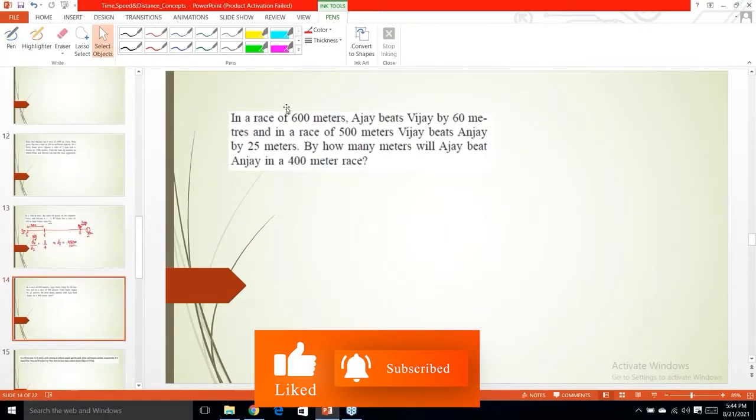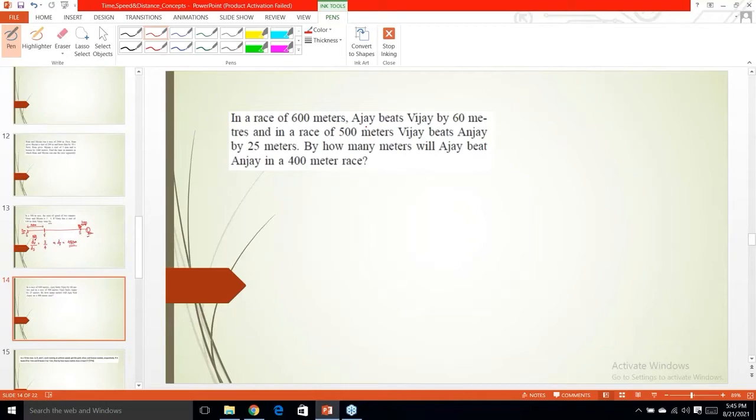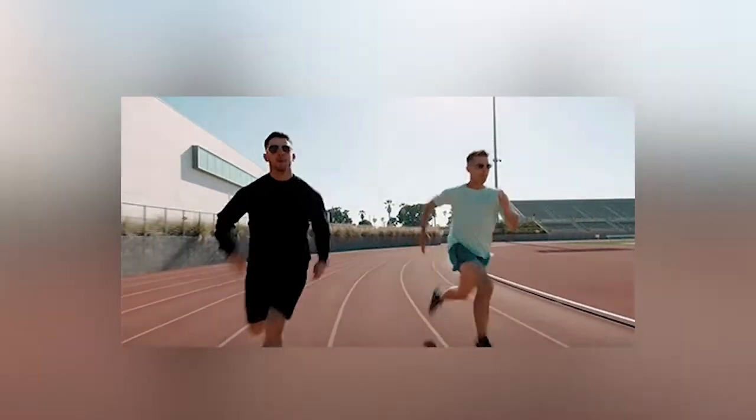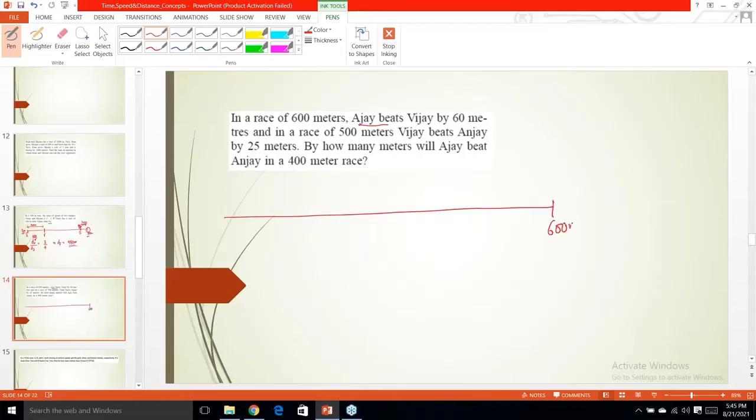Okay, fine. Let me see if we have more questions on races. Let's try this question. This is a question on races based on 3 people, but the concept does not change at all. I'll show you how. See, there's a race of 600 meters. This is the 600 meter mark. Ajay and Vijay are running a 600 meter race, and Ajay beats Vijay by 60 meters.